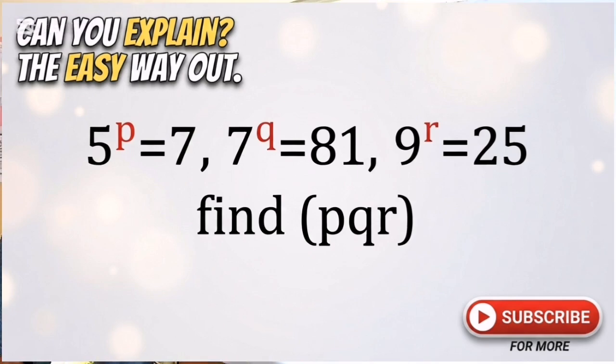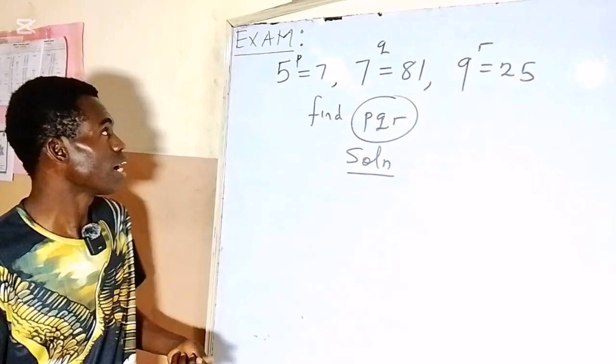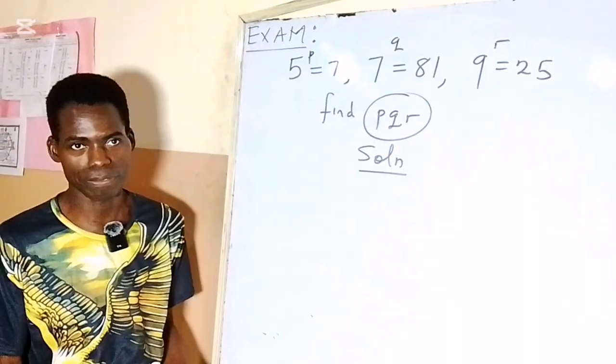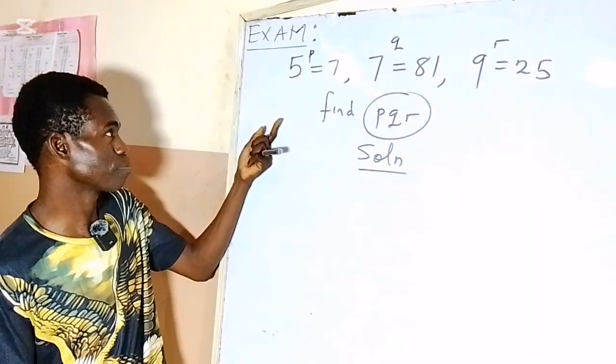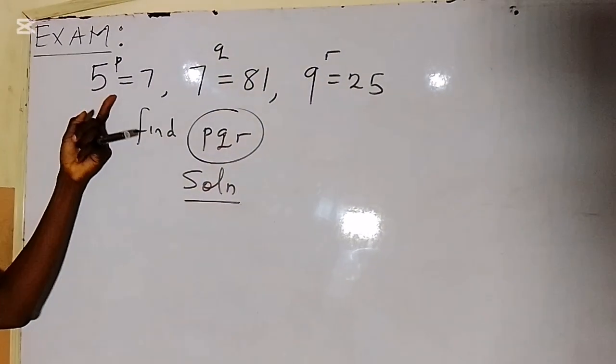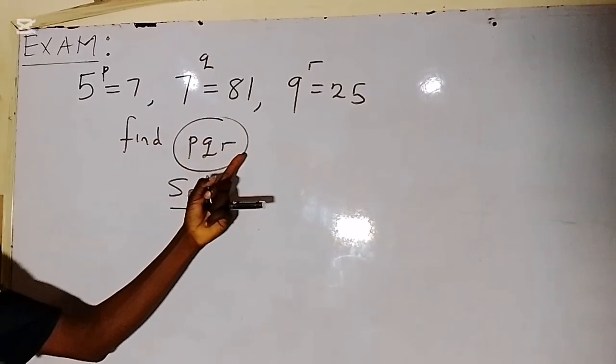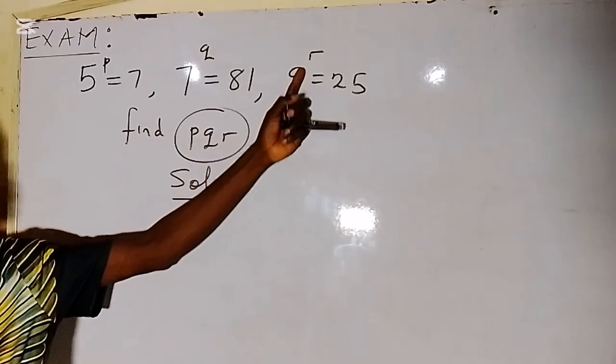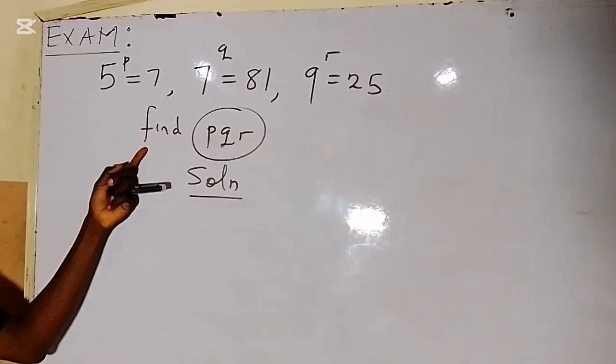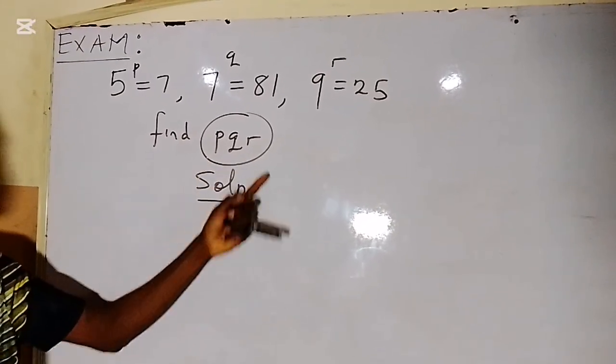Okay, today I want us to consider an exam type question. And the question is on the screen. If 5 raised to the power p equals 7, 7 raised to the power q equals 81, 9 raised to the power r equals 25. Find p times q times r.